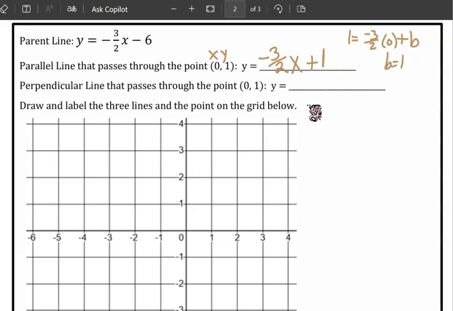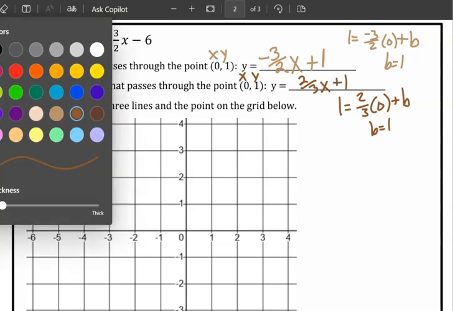Now we want to find a perpendicular line that passes through the point (0, 1). We don't know what b is, but to find the perpendicular slope, we flip the fraction and change the sign. So now it's going to be a positive 2/3 x. Let's plug in these values for x and y to solve for our y-intercept, our b. 1 equals 2/3 times 0 plus b. Well, again, b is going to be 1 in this case.